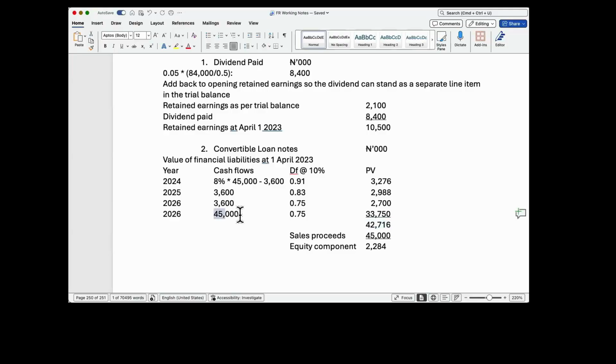This 45,000 is the principal repayment at maturity. You want to get what's the value of that today? So you need to discount that also to present value. All right, sir. Thank you. So you always do it like that every time. Any other question?